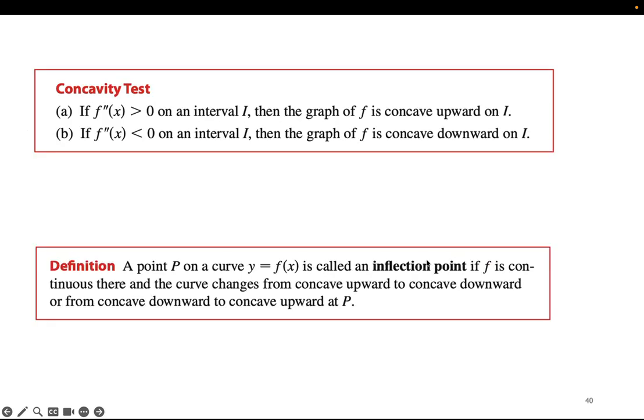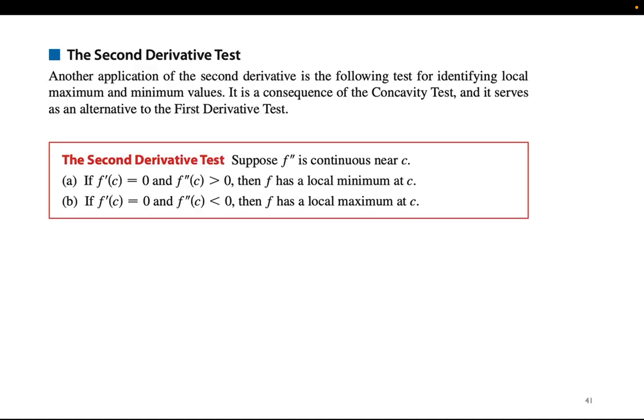So a point is an inflection point if it's continuous and the curve changes from concave upward to concave down, or from concave down to concave up. So when you have a change in concavity, and the point is in the domain and is continuous, then it's an inflection point.